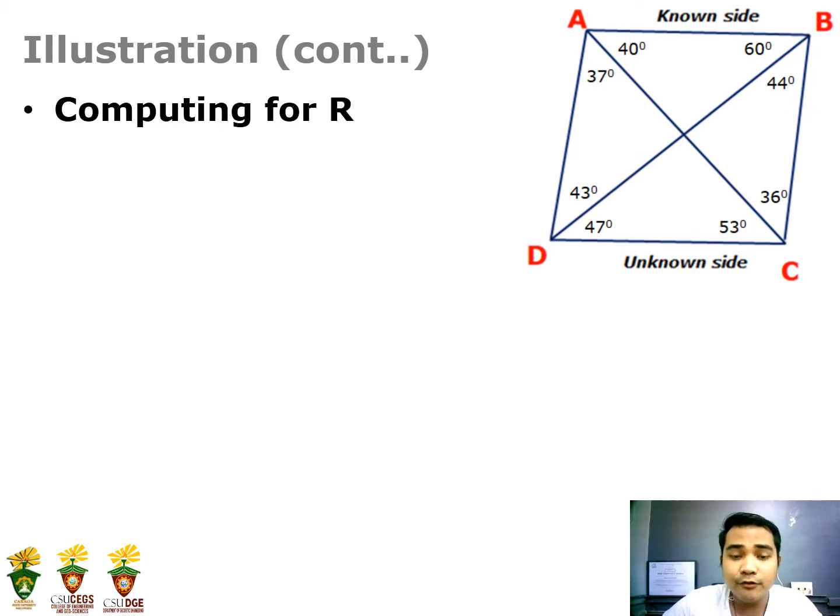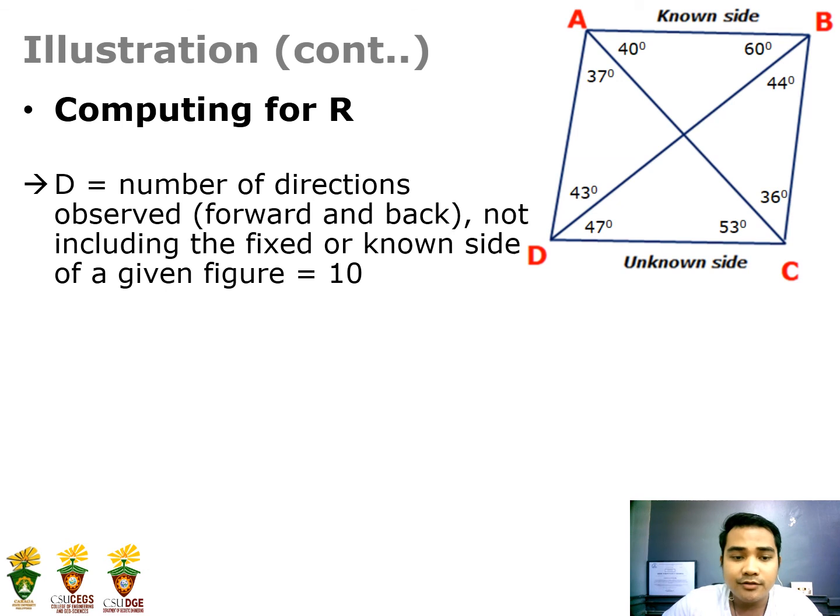Alright, for computing for R, we can say from this figure, on the right side, that D, which is the number of directions observed forward and backward, but not including the fixed or known side of a given figure, will be equal to 10, or D is equal to 10.